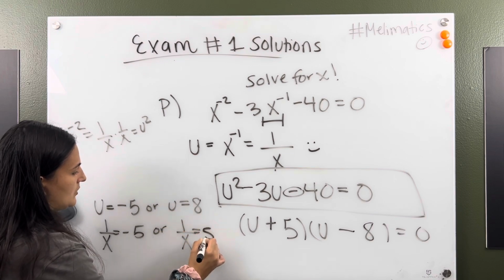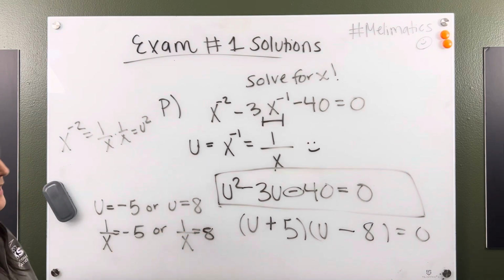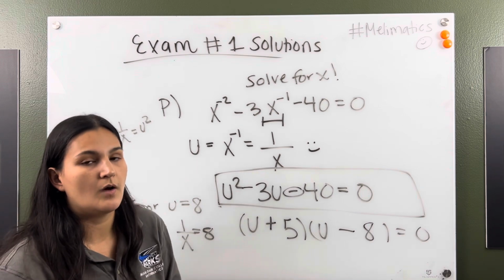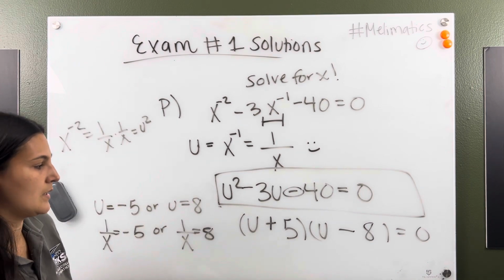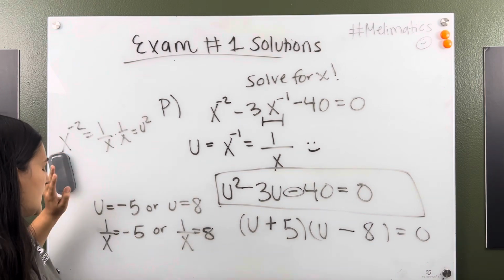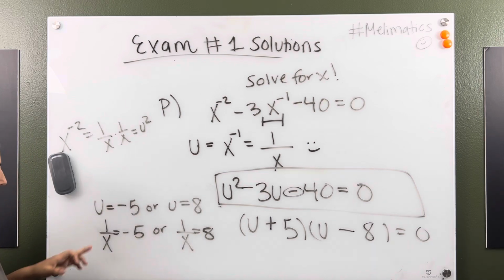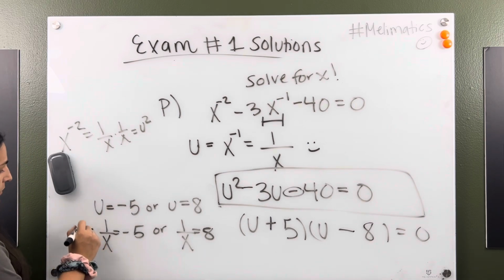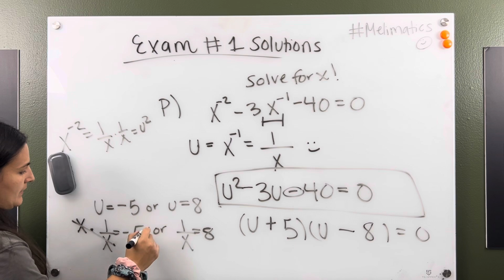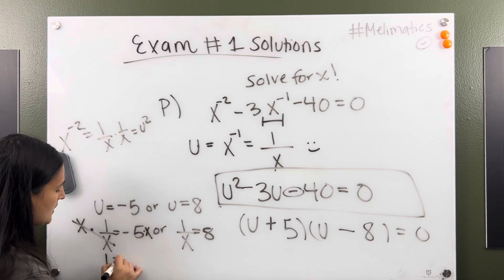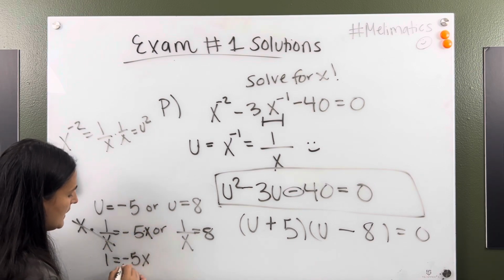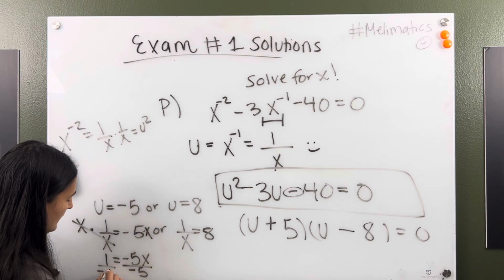So the question is, we're super close. Is there any way we can get x? And the answer is, of course. We know algebra skills. We know how to cancel denominators. And so that's the last step. So how do you cancel a denominator of x? Multiply by x. This is just 1 equals negative 5x, and then divide by negative 5, divide by negative 5.